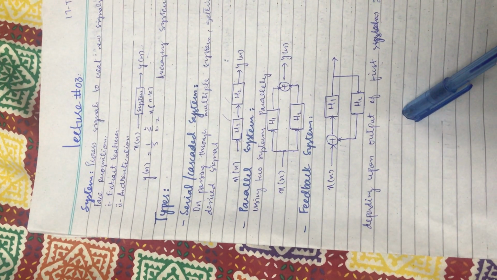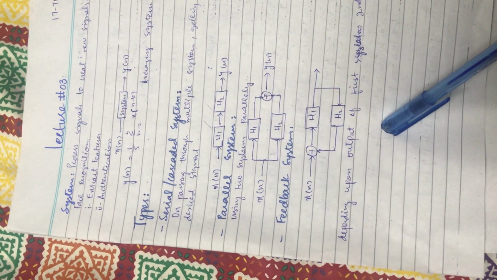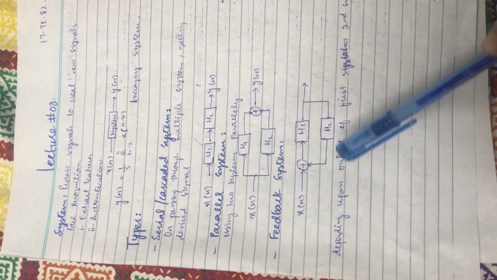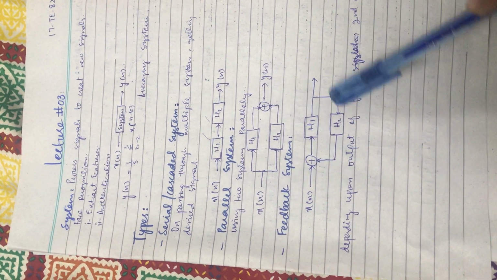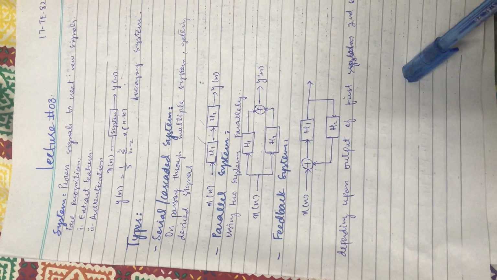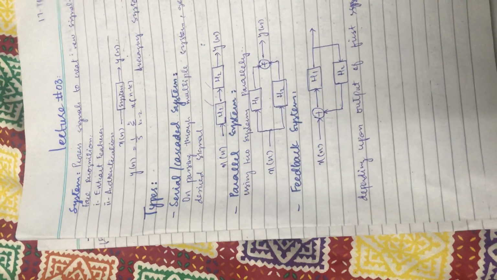In the third case, the feedback system, you can see from the diagram that depending upon the output of the first system, it gives us our desired output, our desired signal.